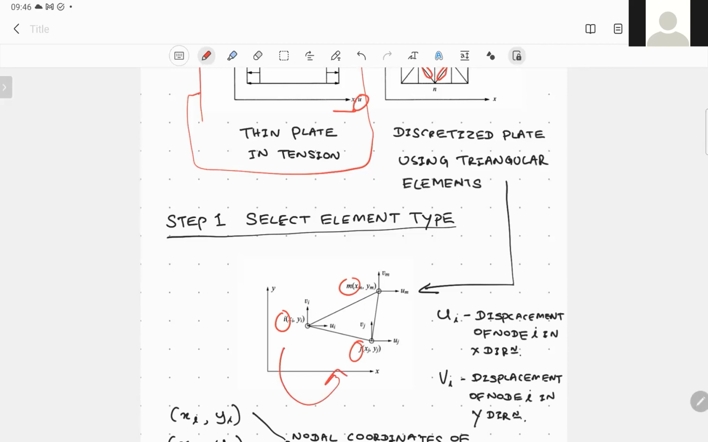Of course, if one needs, you can use a clockwise formation, but it is important that it has to be consistent with the other notation that we use when we are deriving the elemental equation. So we stick to one sign convention. When we are labeling the nodes, we go in the counterclockwise direction. That's why we have named the three nodes I, J, and M.